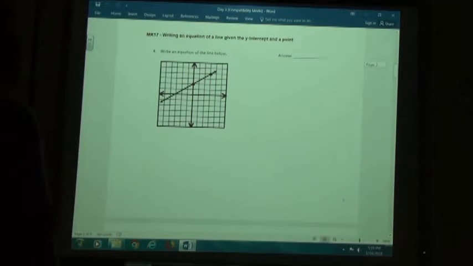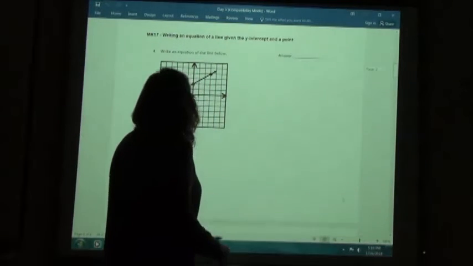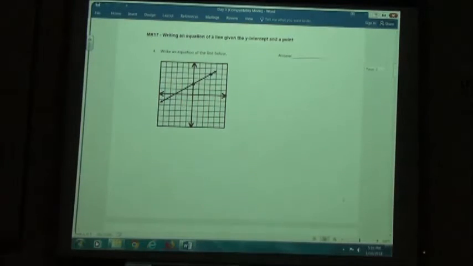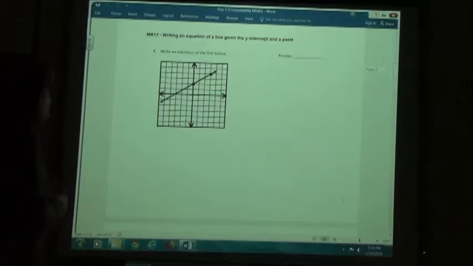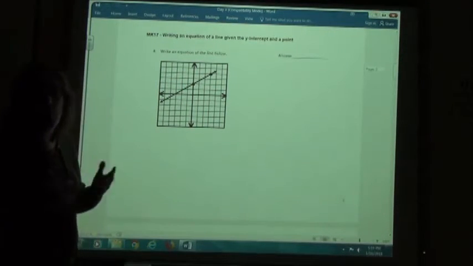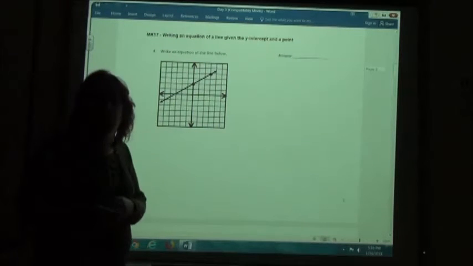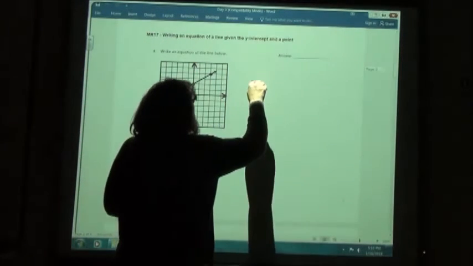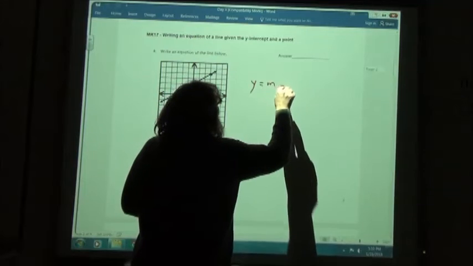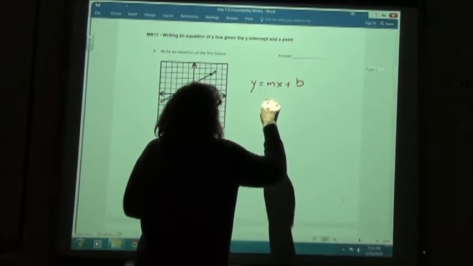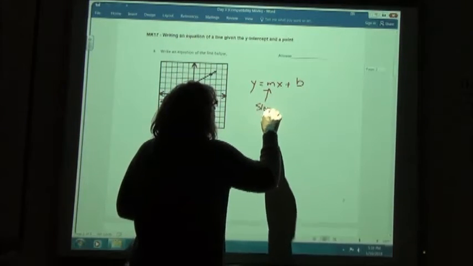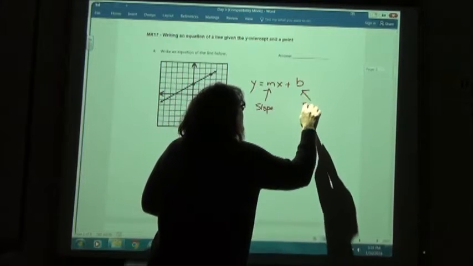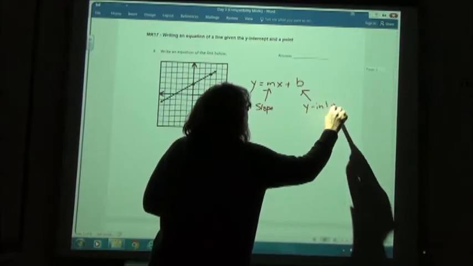All right, number 4, 5, and 6, we are going to write an equation of the line given the y-intercept and a point. Normally in algebra, when they tell you to write the equation of the line, they're going to have you do it in slope-intercept form. Y equals mx plus b. My m is my slope. My b is my y-intercept.